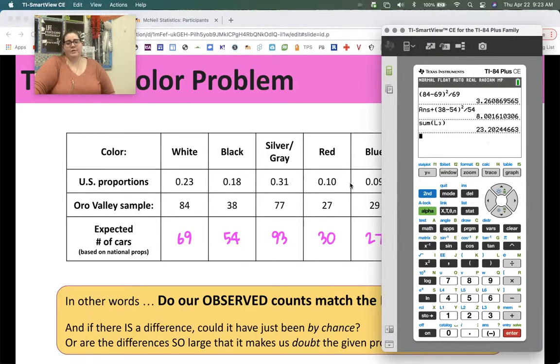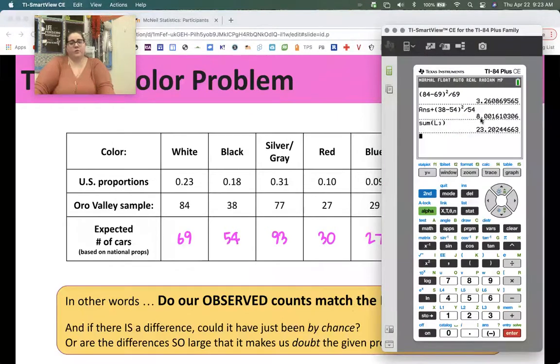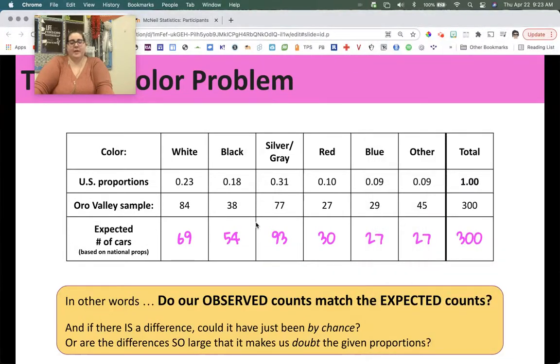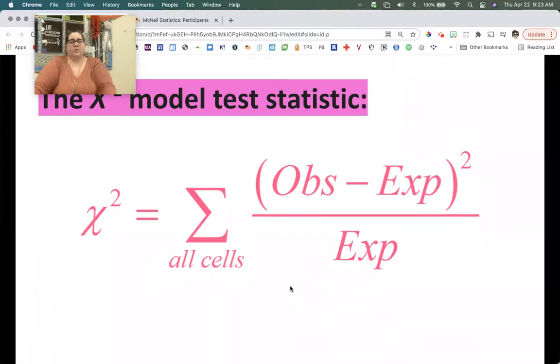So 23.2 would be what I get if I did each of those pieces and added them all together like I did. So again, if you do have an 83 or older, you will actually have to do it this way every time, and I'll explain why in a little bit. If you have a newer one, there is a faster way on our calculator. So let's go back and talk about what that chi-squared value is telling us.